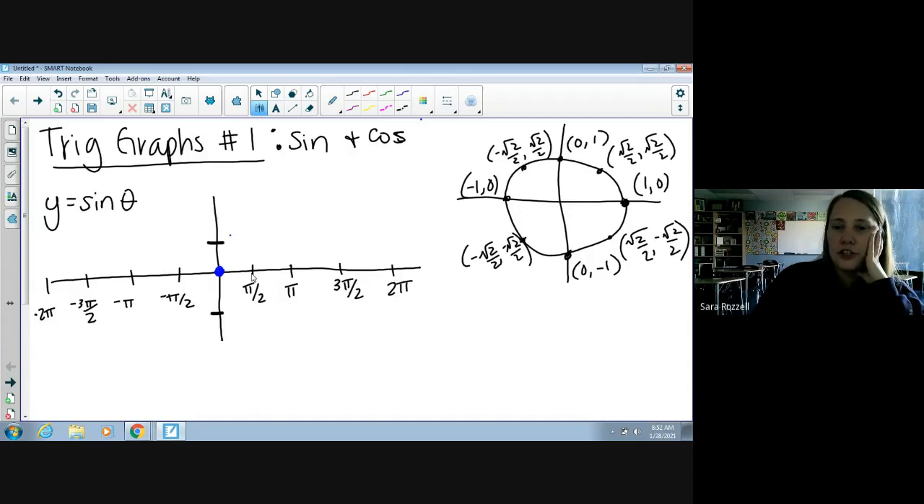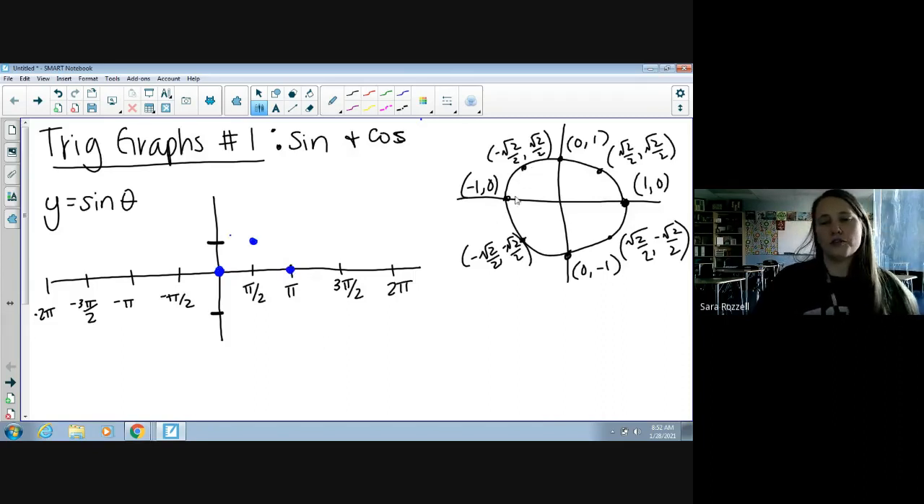Go to pi over 2. Pi over 2 is here. What is the y value at pi over 2? It is 1. So when you're at pi over 2, you're going to plot at 1. Okay. Now we'll go to pi. Here's pi. What's the y value at pi? 0. So at pi, we're going to plot 0 for the y value.